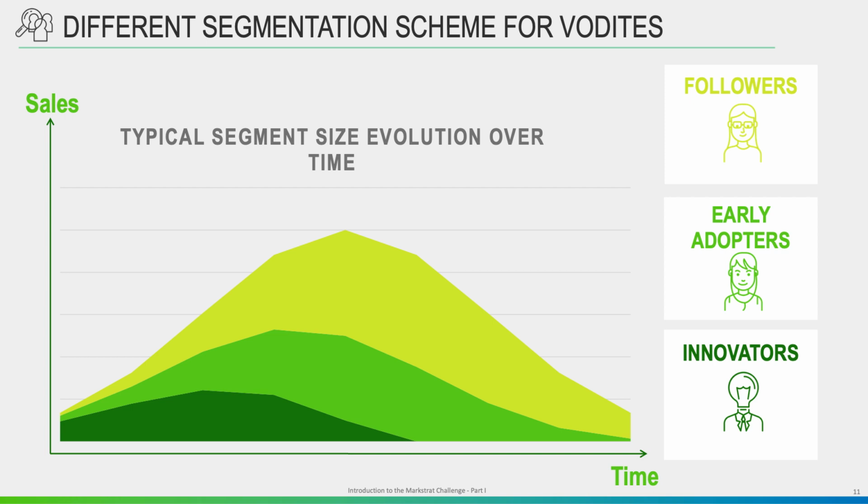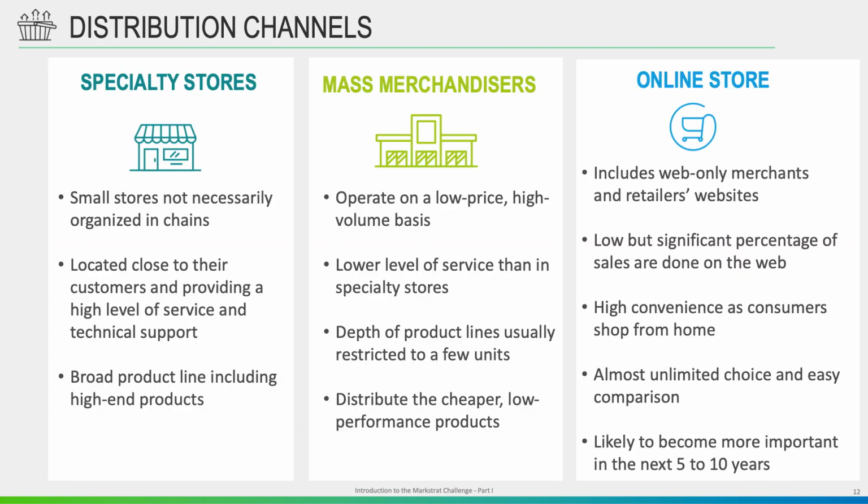The expected market development for vodites is very similar to what you'd see in a tech market. You've got the innovators who will try it out first, then a whole group called the early adopters, and then an even larger group called the followers, the bulk of consumers who will try something after others have tried it. Your team will get to choose where your products are sold. Remember, you're manufacturing consumer durables, so think of them like a flat panel TV. You're manufacturing them, but you don't sell them directly to consumers. You sell them to a retailer, and the retailer sells them to the consumer.